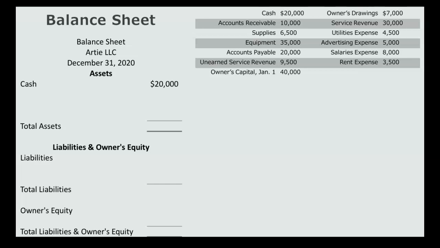Then the next most liquid is going to be your accounts receivable, because we expect to be able to collect that accounts receivable typically within 30 days. So that 10,000 there, we're looking at that as if that's going to turn into cash within a month, right? So we see that as a pretty liquid asset. Then we have 2 more assets listed here in this problem. We have supplies and we have equipment.